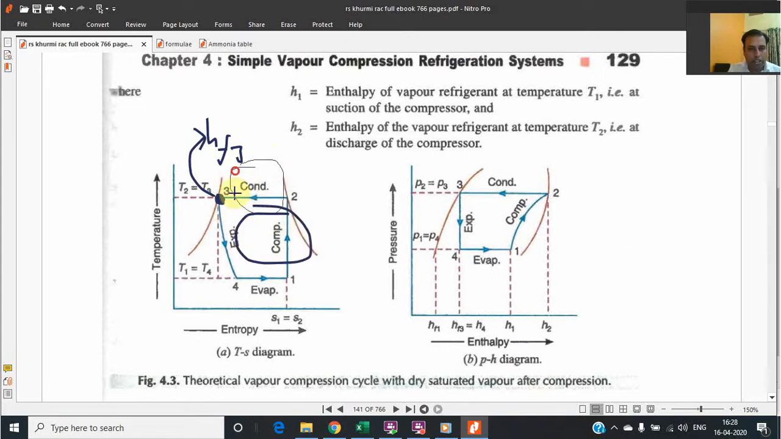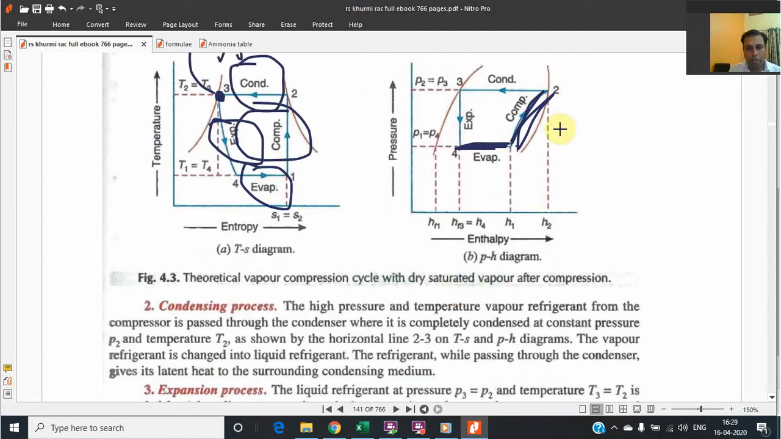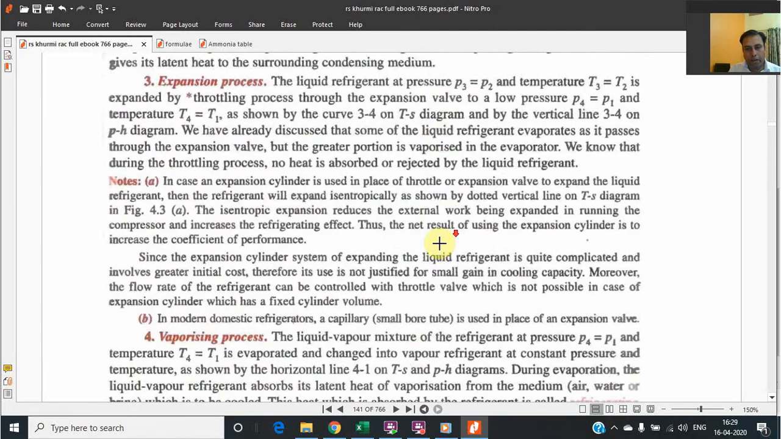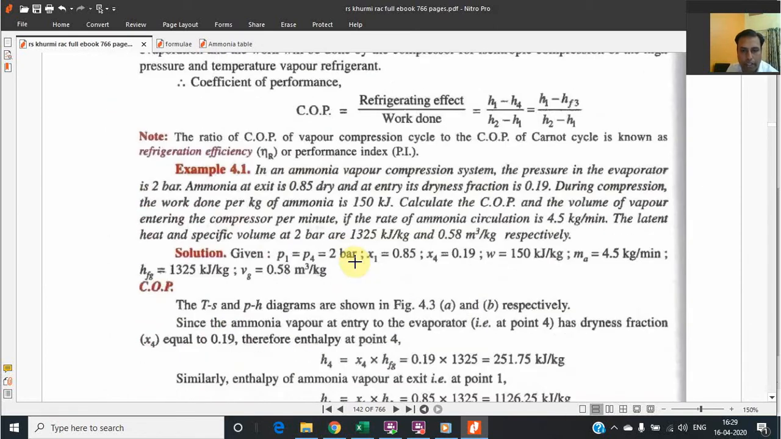Compression, condensation, and thereafter the expansion and evaporation. Actual refrigerating effect is obtained during this process, and work is done during this process. So COP of the system becomes refrigerating effect upon work done. In all the 4 cases, the COP is given by H1 minus HF3 upon H2 minus H1.